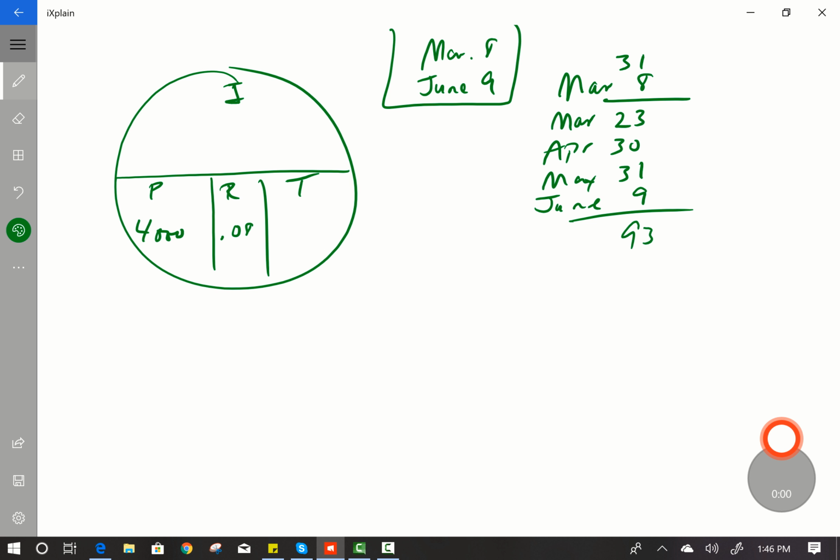Okay, this particular problem is based upon ordinary interest, which is the same as Banker's method. So I'm going to put 93 over 360. That's the Banker's method, or ordinary interest. Okay, now whenever I calculate that, interest is equal to principal times the rate times the time.